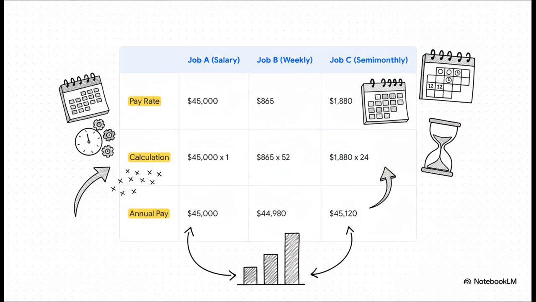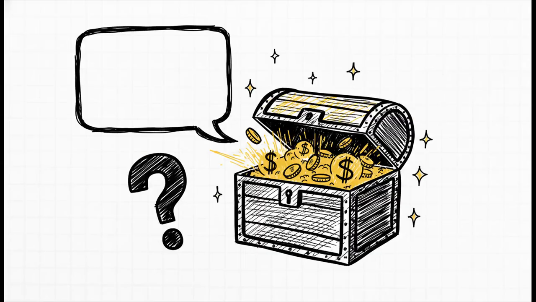And look at that. Once you run the numbers, you can see that even though job A looked like a nice round number, job C actually pays the most per year. You just have to do the conversion to be sure. But hold on a second, the paycheck isn't the whole story.